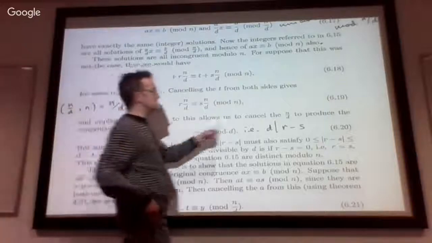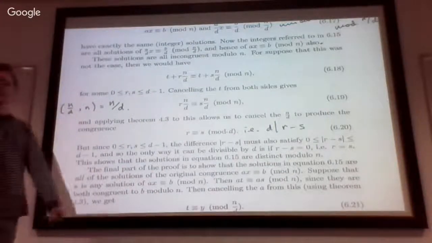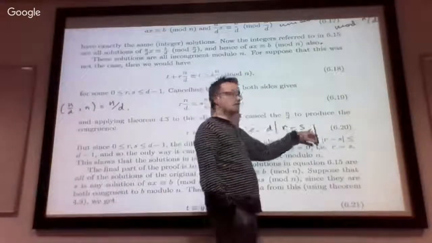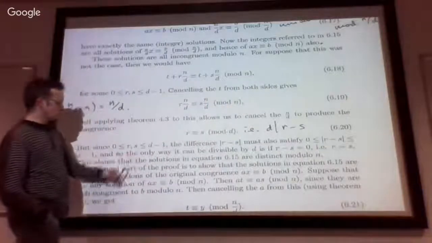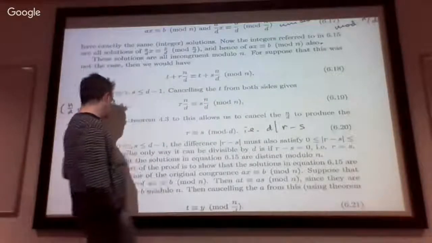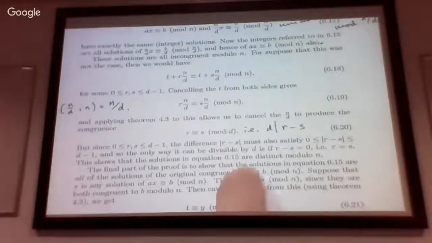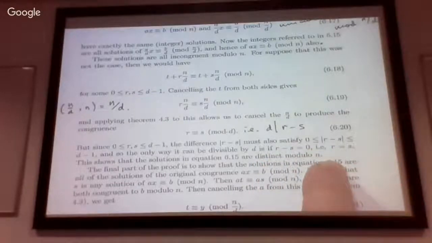So how can d divide r minus s then? The only way it can do that is if r minus s is 0. Because r minus s can't get to d or 2d or a higher multiple of d, because it's trapped between the value 0 and d minus 1. So the only way that d can divide this is if r minus s is 0. So in other words, r and s are both the same.